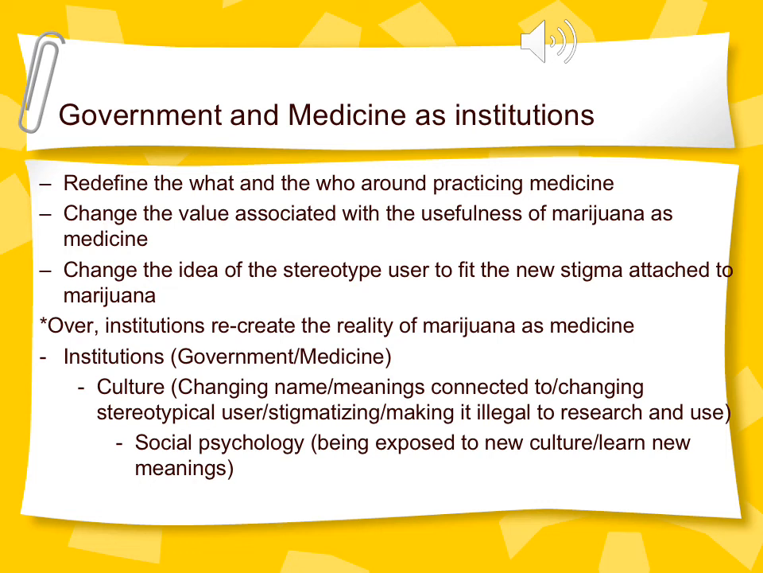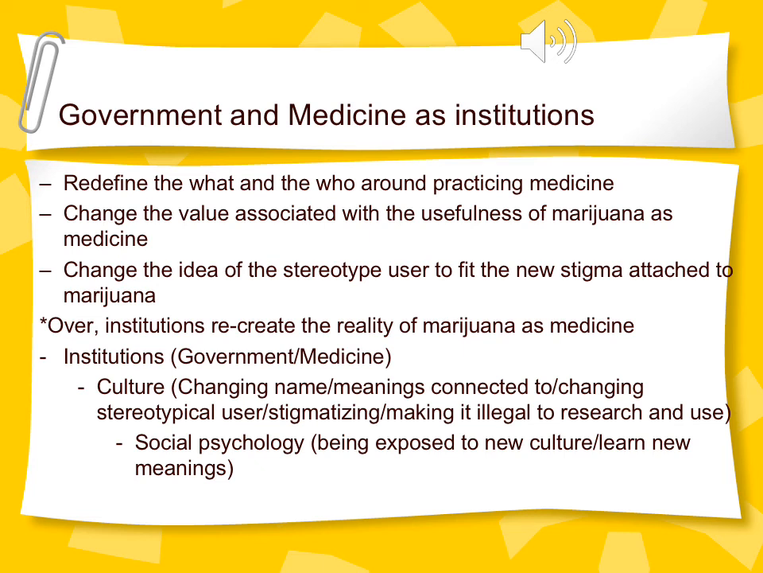And in addition, the institutions work to change the idea of the stereotypical user. And so the new stereotypical user fits much better the new stigma attached to marijuana. So now we can look at the piece you're reading in reference to all three pieces of our course framework. And so we can understand the recreation of reality of marijuana as medicine with reference to all three dimensions of our course framework. The institutions doing institutional work, government and medicine, begin to change the culture by changing the name from cannabis to marijuana and changing the meanings associated with each.